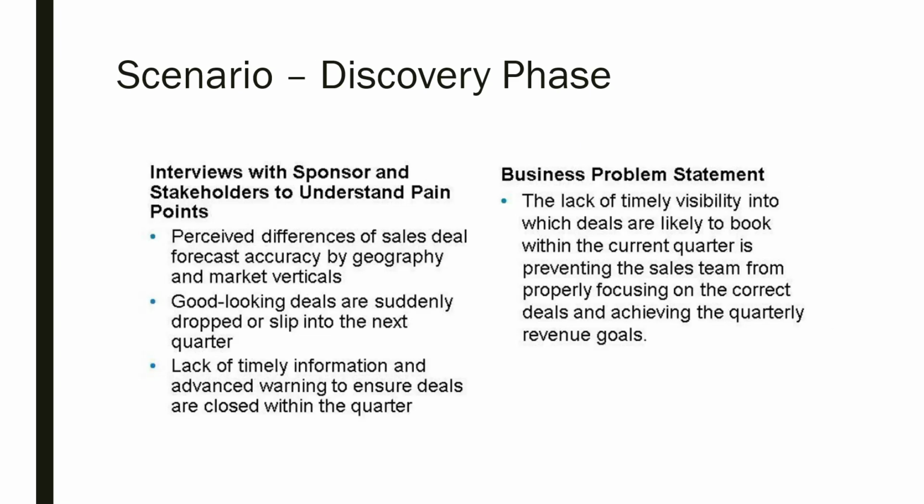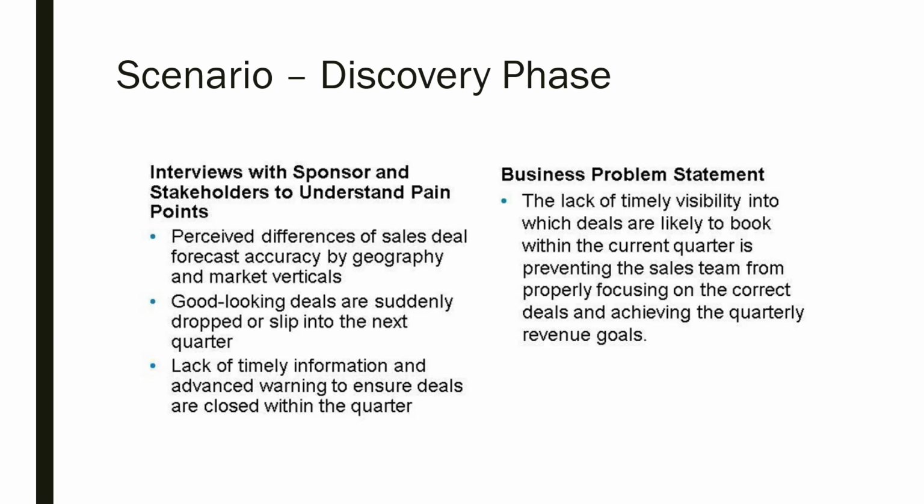Within this stage, we've had some interviews with stakeholders and sponsors, and then we've looked at the perceived differences of sales deals forecasting accurately by geographical market verticals, so that's what we need. There's a good look at deals that suddenly dropped or slipped into the next quarter, so that's some of the information you found out. The lack of timely information and advanced warning to ensure deals are closed within the quarter.